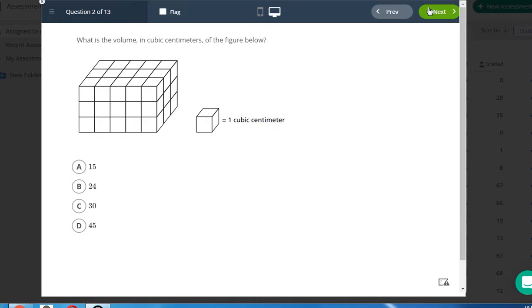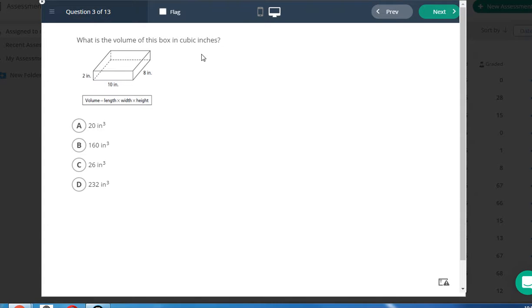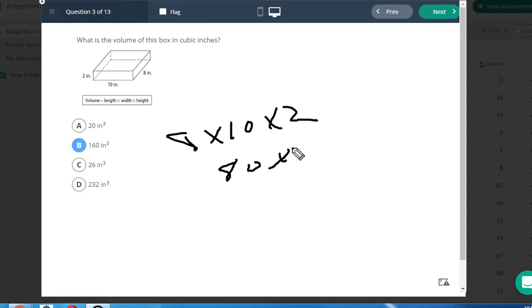Okay, keep going along here. Let's see what we got. What's the volume of this? Okay, so we just need to do length times width times height. So for me, the easiest one to do is 10 times 8, which is 80, and 80 times 2, which would be 160. Okay, so 8 times 10 times 2, 80 times 2, 160. Okay, that takes care of that one.